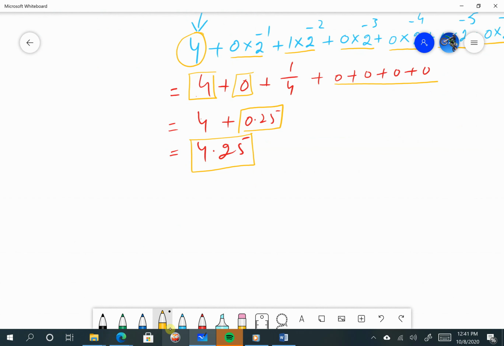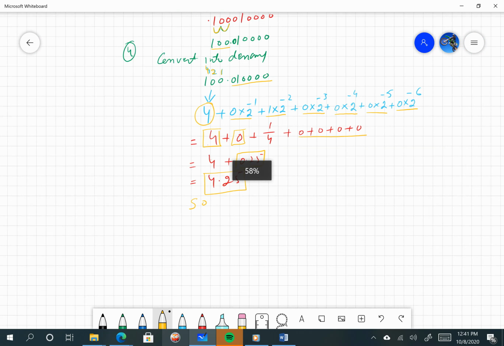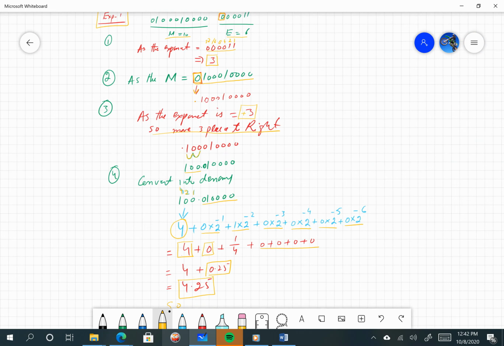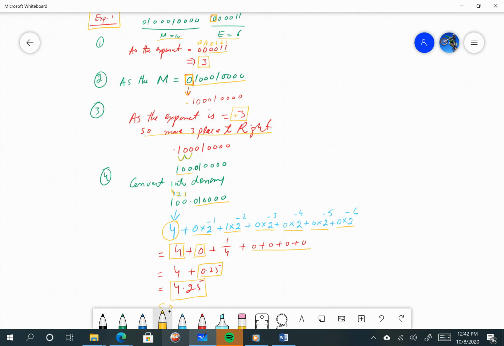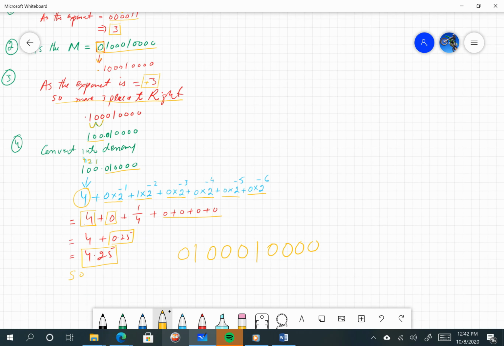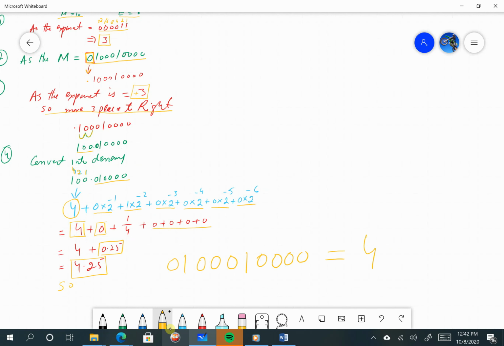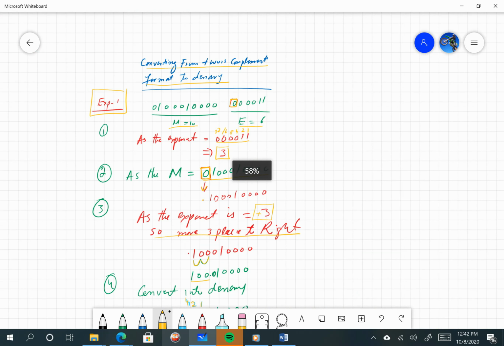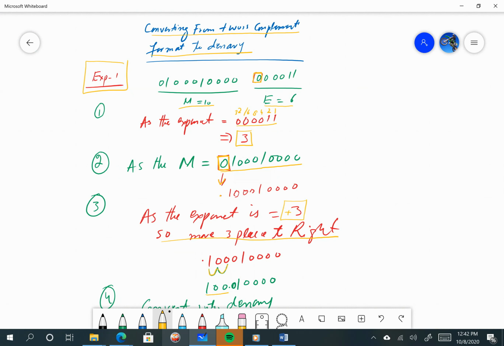So we can write here the given number 0, 1, 0, 0, 0, 1, 0, 0, 0, 0 is equal to 4.25 in decimal numbers. So that was just a question regarding how to convert from 2's complement format to decimal numbers.